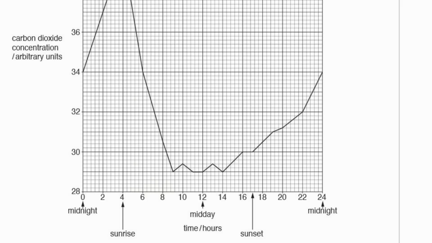Okay, you can't see the entire graph in one go. On the y-axis, you have the carbon dioxide concentration in arbitrary units. Then you have the time of day, starting at midnight at 0. Sunrise is at 4 a.m., it looks like. Midday is 12. Sunset is at 17, which is 5 o'clock. And midnight is 24.